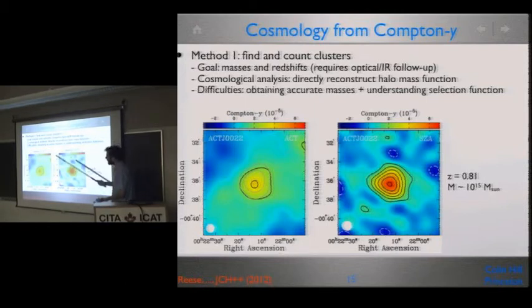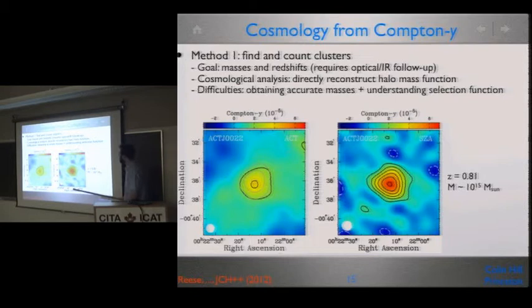So as I said, the TSZ signal can potentially give you a handle on the mass. To get the redshifts, you have to do optical or IR follow-up. And then you do cosmology by just directly reconstructing the halo mass function, which is sensitive to a number of cosmological parameters, in particular sigma 8 and omega matter.